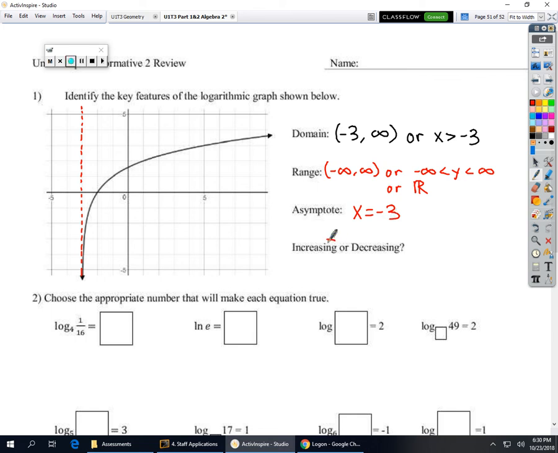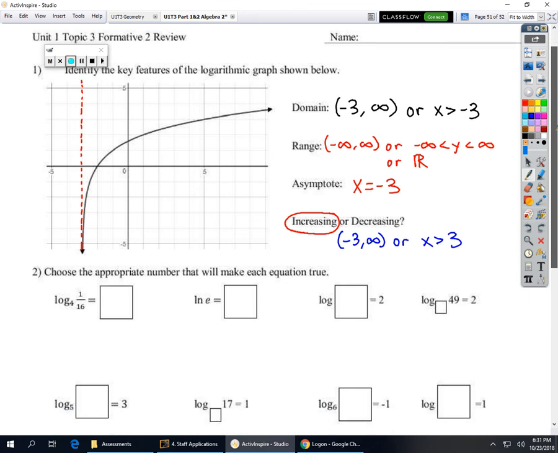This graph is definitely increasing. However, we do need to state the interval for when it is increasing, and it's increasing at the same interval as the domain. So I would just put -3, infinity, or x is greater than -3. So definitely get good with the key features of each graph. All right, so enough of the graphs.